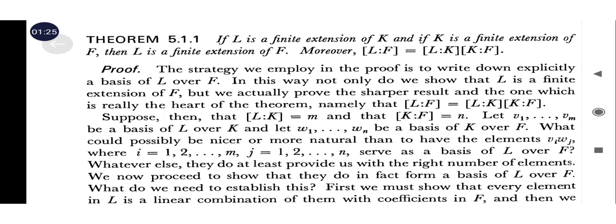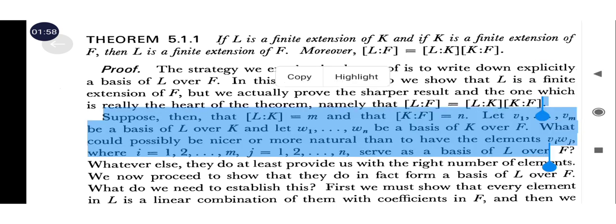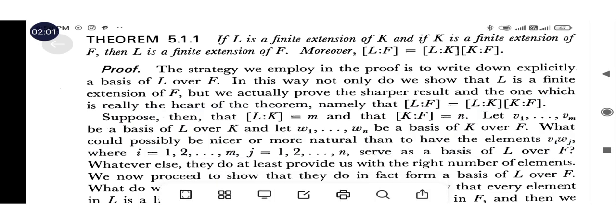Given that L is a finite extension of K, this means L has a basis over K. And also we can show that L is a finite extension of F, but we actually prove the sharper result, and the one which is really the heart of the theorem, namely [L:F] = [L:K][K:F].